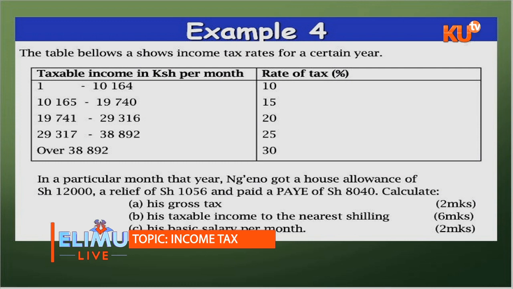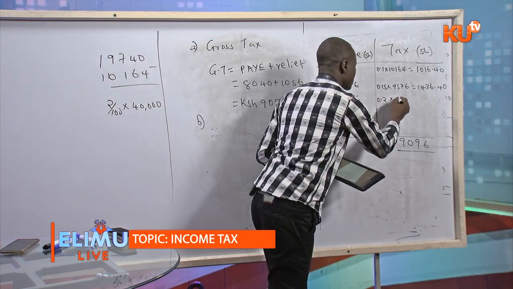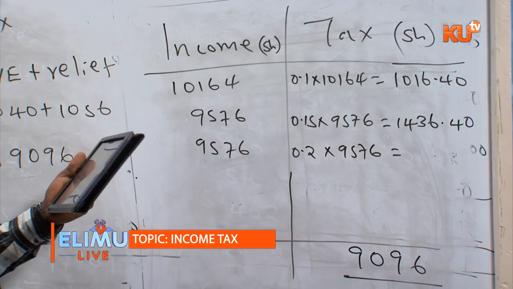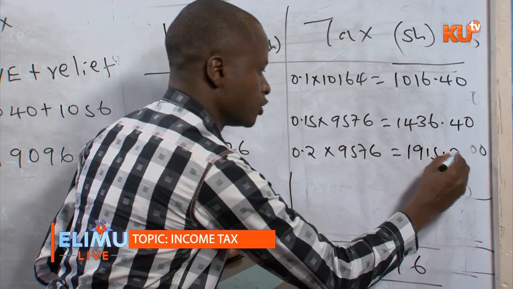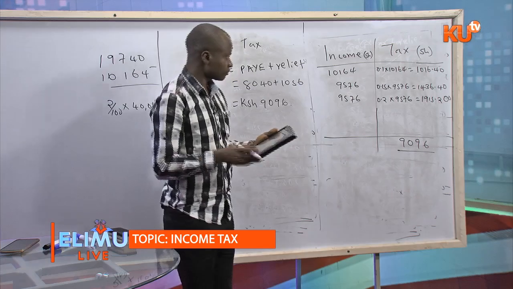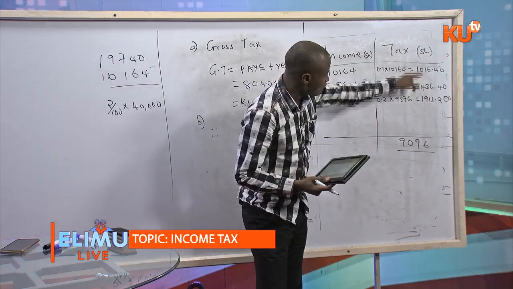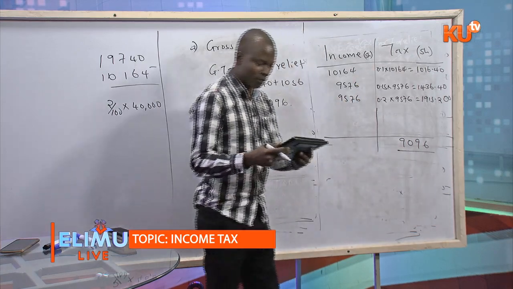95.76. At what rate? 20%. So that is 0.2 times 95.76. And that gives us 1915.20. Look at the next one. If I add this 1,000, 2,000, 3, so roughly 4,000. We are still far. So we tax once more.